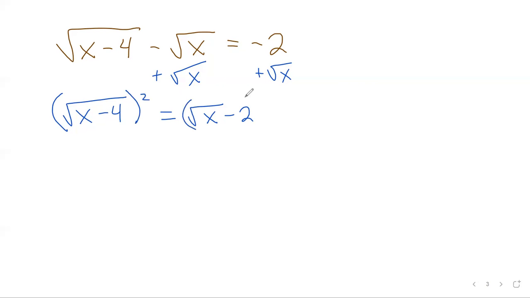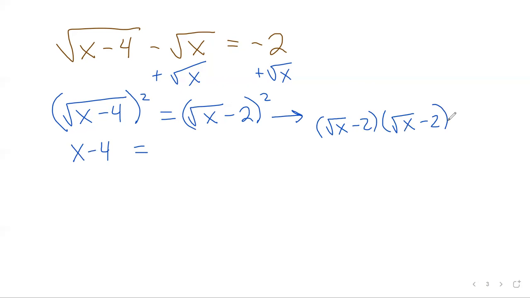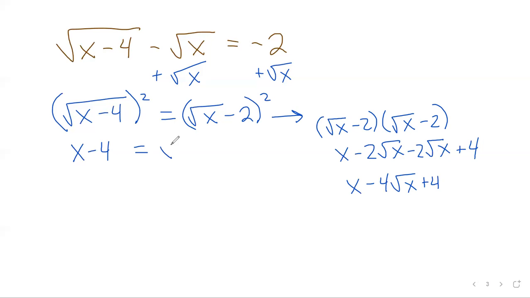Square both sides. Okay, here the radical and the squared cancel. All right, I'm going to write this out just to make sure that we do this correctly. Root x minus 2, squaring means multiplying it by itself. Okay, and let's FOIL. Root x times root x is x. Outside, minus 2 root x. Inside, minus 2 root x. And last terms, plus 4. So we can combine those middle two. Okay, so I'll put that back in here.